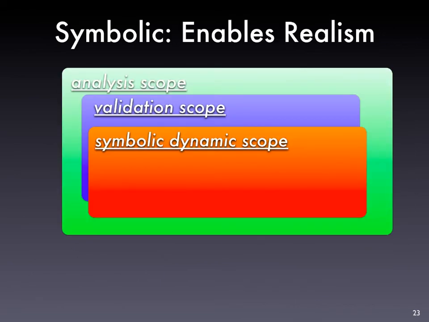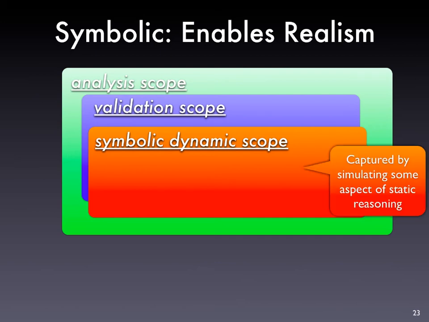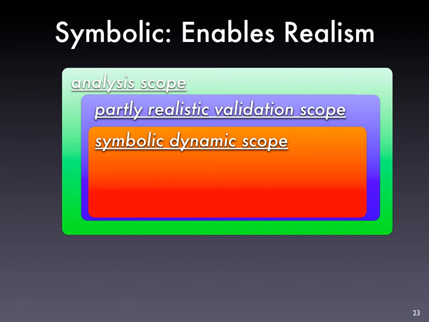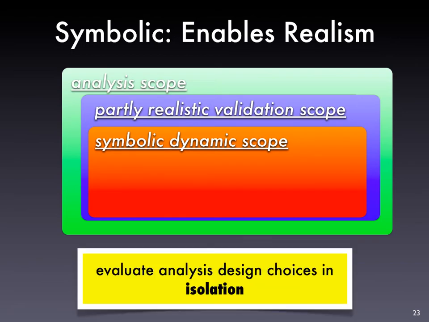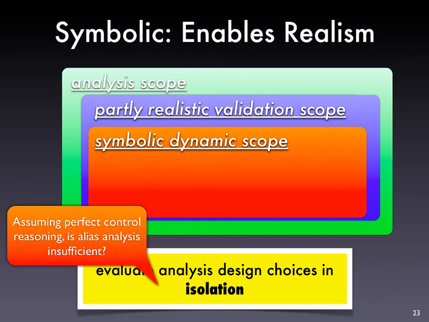So what's really going on here? Well, we're using symbolic trace interpretation to model more realistic aspects of static analysis. The symbolic dynamic scope that we measure here is not really an under-approximation of the perfect validation scope. It's under-approximating something else. Some partly realistic validation scope. This allows us to evaluate analysis design choices in isolation. So, for example, we could answer the question, assuming perfect control reasoning, is alias analysis insufficient?